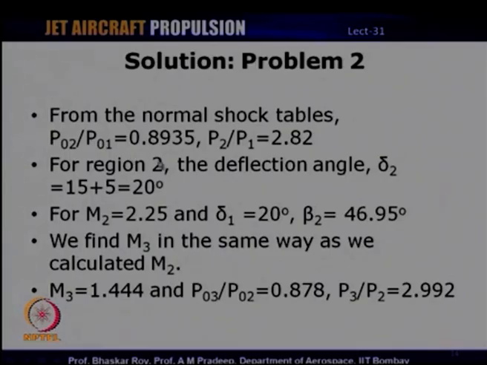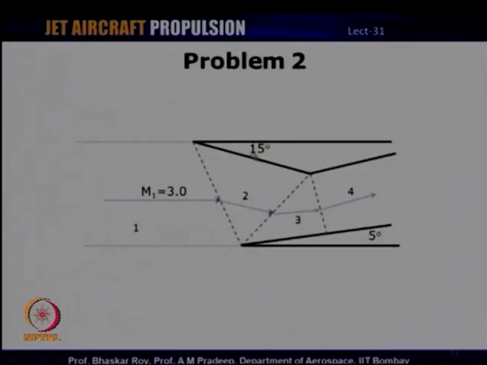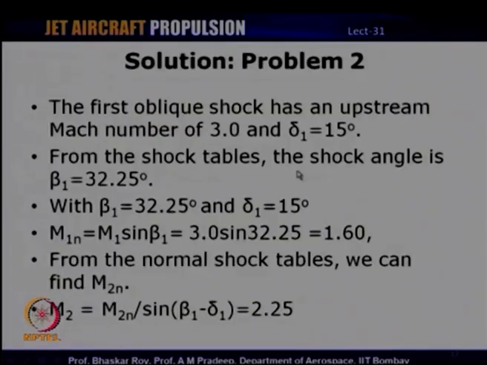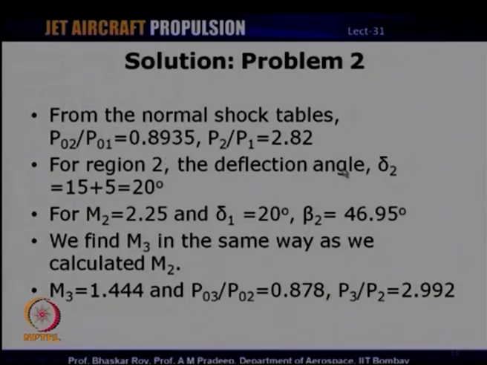Now, for the second region, we know that the deflection angle delta 2 will be a sum of the first two angles. So, let us go back to that chart again. Here the flow has been deflected by 15 degrees. In this case, because there is a deflection from here as well as a deflection because of this, the effective deflection becomes 15 plus 5 degrees, and that is 20 degrees, because both these deflections will have an effect on the second oblique shock. So, for region 2, the deflection angle delta 2 is 15 plus 5, which is 20 degrees. And we know the absolute Mach number at station 2 is 2.25. So, for a deflection of 20 degrees, we can calculate the shock angle as 46.95.